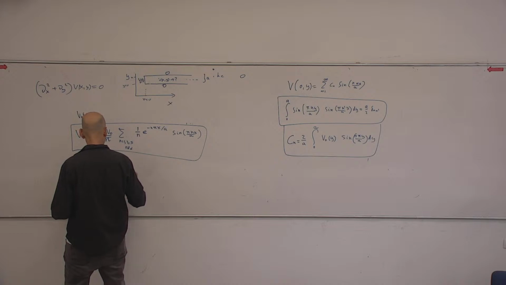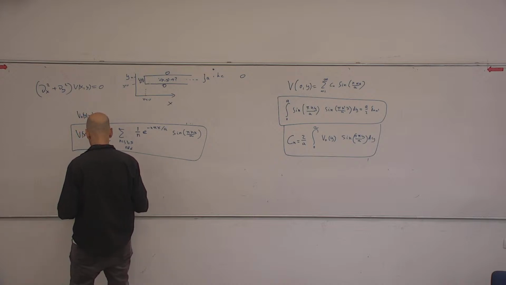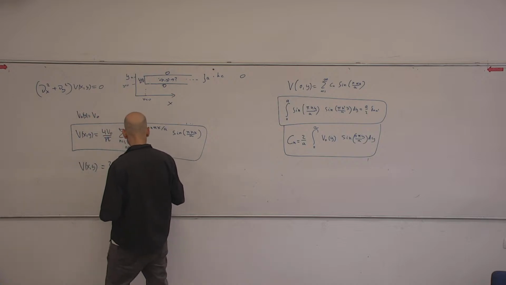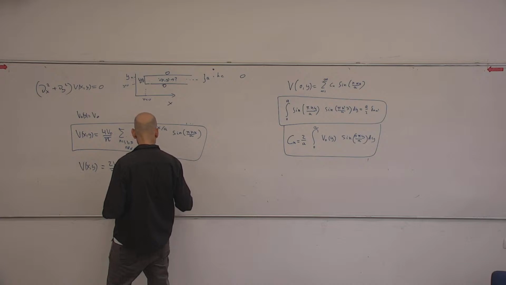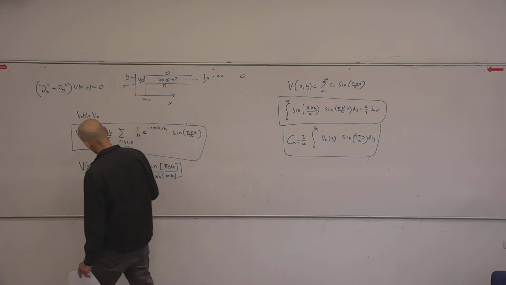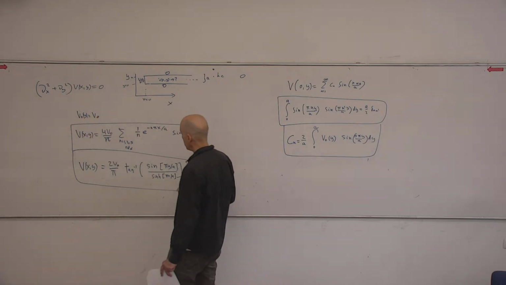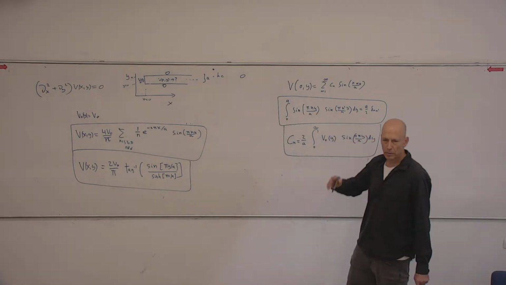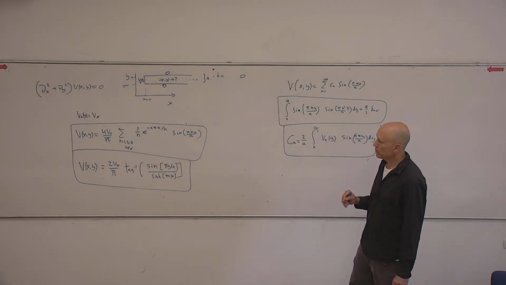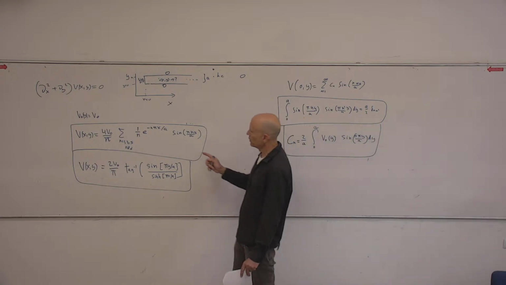And what I find is V(x,y) equals the following: 2V0 over pi, tan to the minus 1 of sine pi y over a divided by sinh pi x over a. Possibly both solutions look as bad, not much advantage. There is certain advantage now of this one.